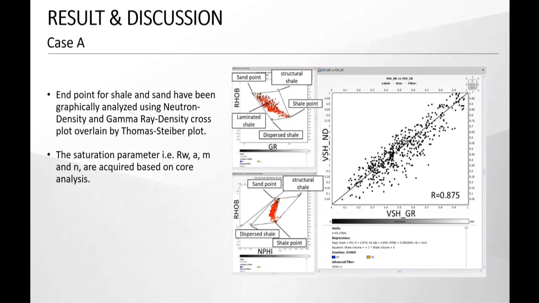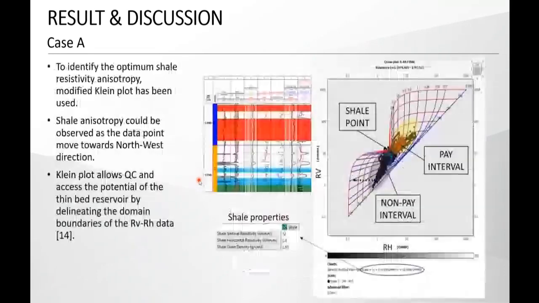Then after we get the volume, remember this is case study A, we have the advanced tool input. So we have the laminated shale volume, and then we have the unknowns for the RV and RH that come from the measured advanced tool. So from that we can resolve the true sand resistivity.